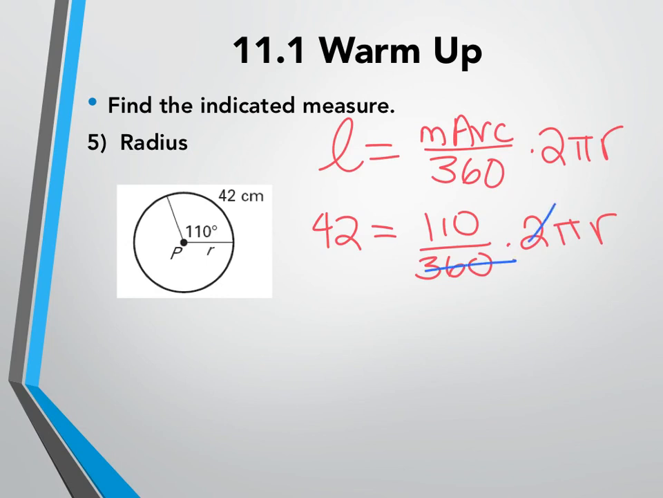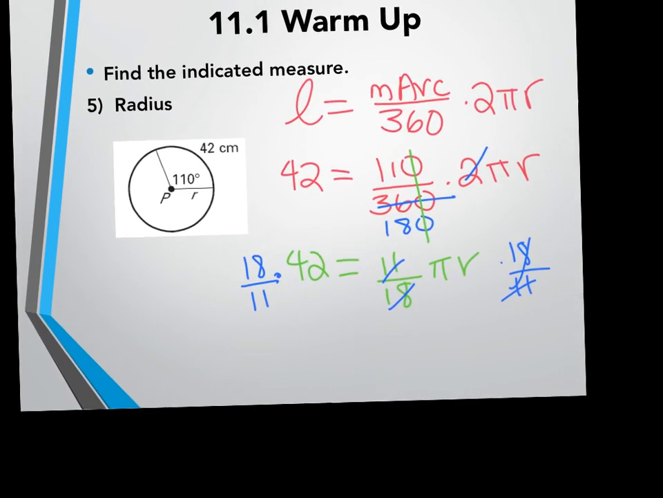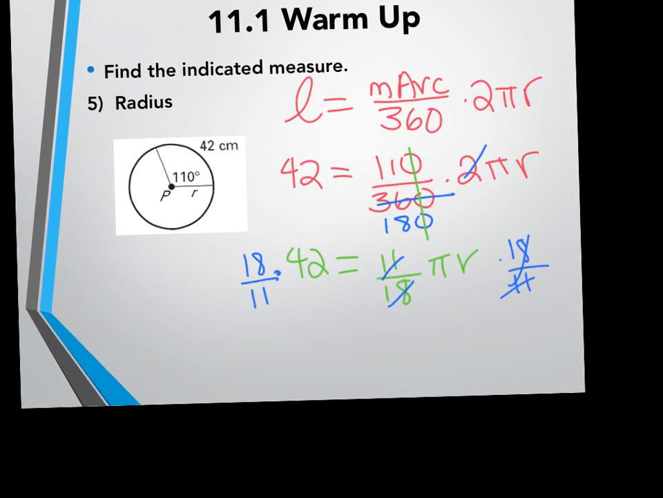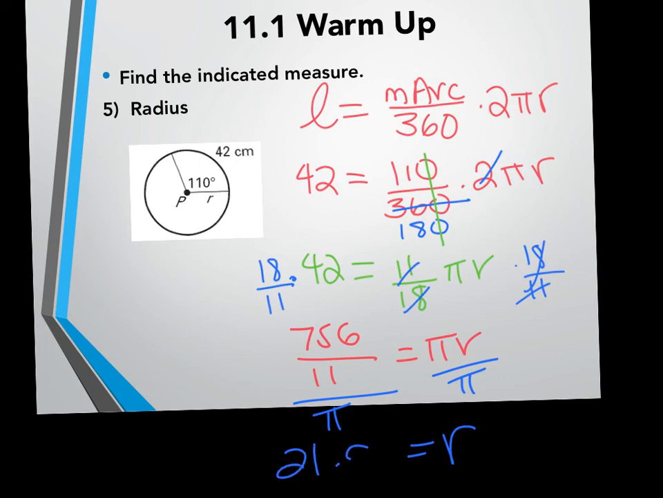So 2 goes in 360 180 times. I can cross through the zeros. I get 42 equals 11 over 18 pi r. I can multiply both sides by 18 over 11. So it cancels here and here. 18 times 42 is 756 over 11. And then I have to divide both sides by pi. So 756 divided by 11 divided by pi is 21.9.